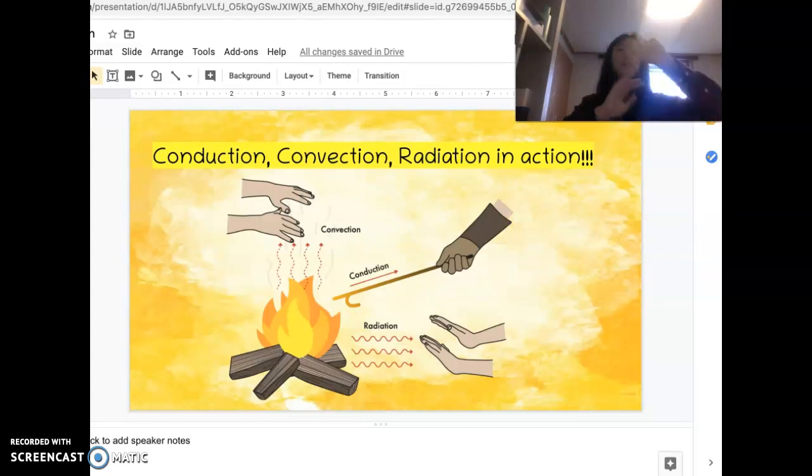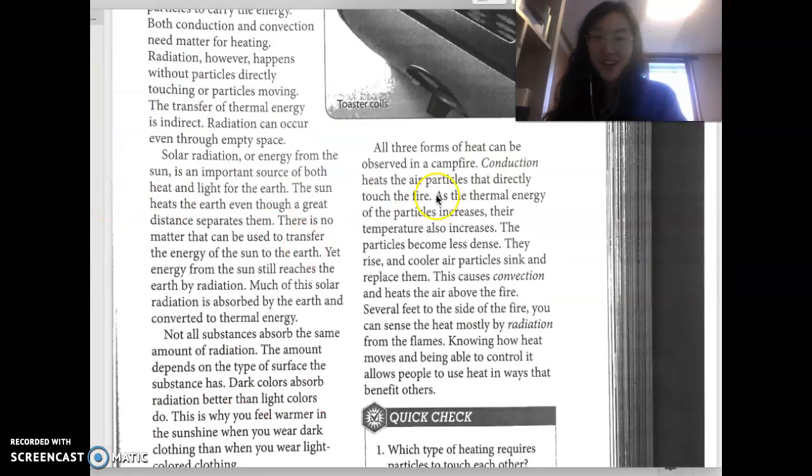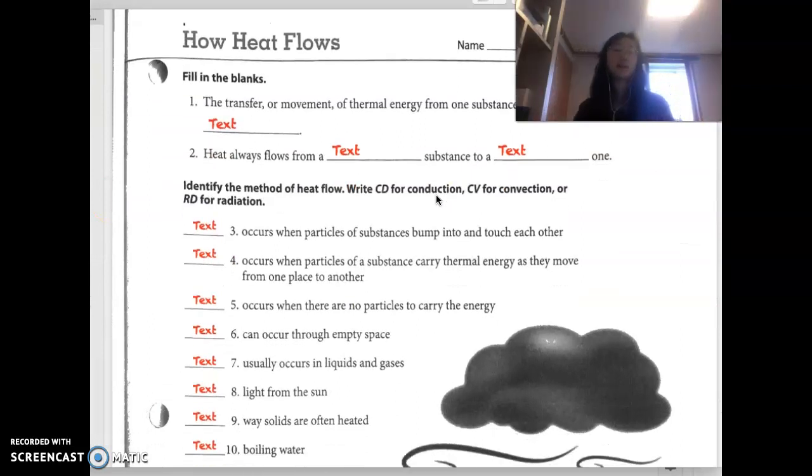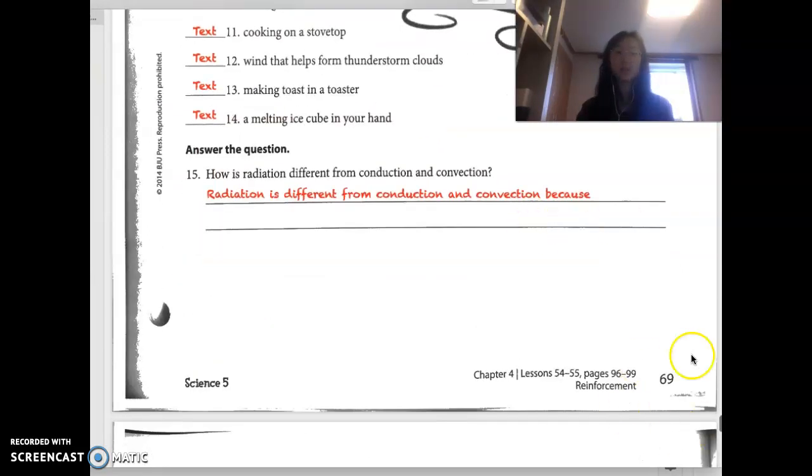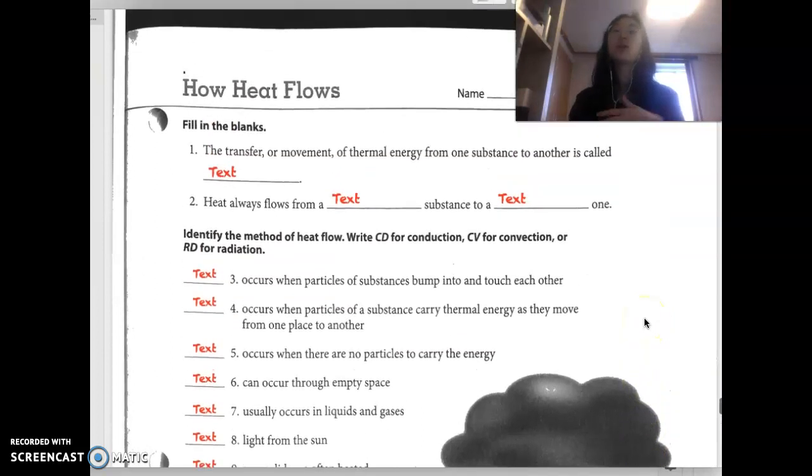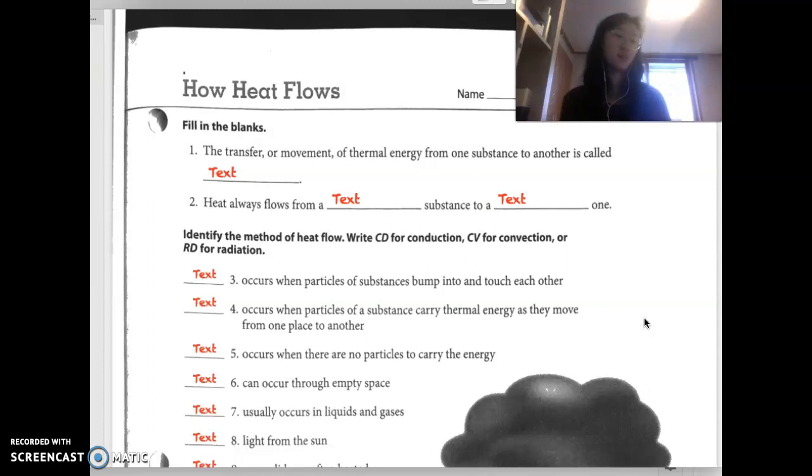Cool. Now, are you ready to try answering all questions about all three of these ways of heat transfer? I think you are. You can definitely go ahead and pause here and try this on your own on page 69, okay? So I want you to pause right now. Try page 69 on your own, and then resume the video and go over the answers together. All right. Great. I hope that you were able to complete this. Let's go ahead and go over the answers.